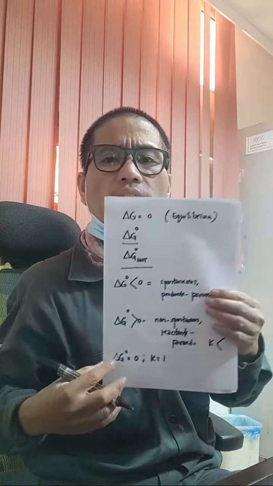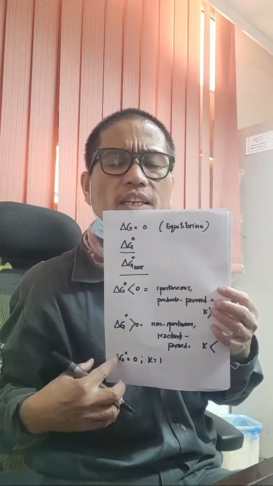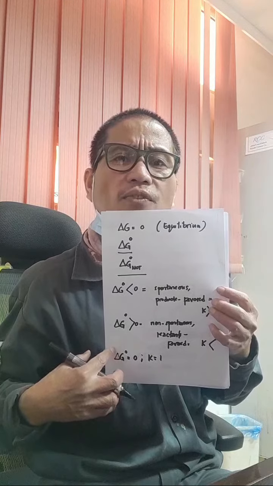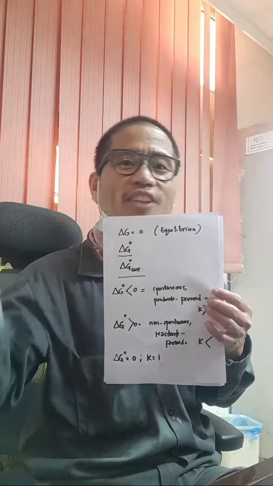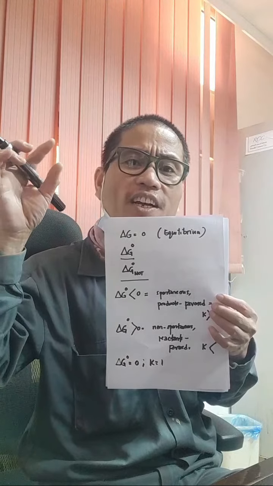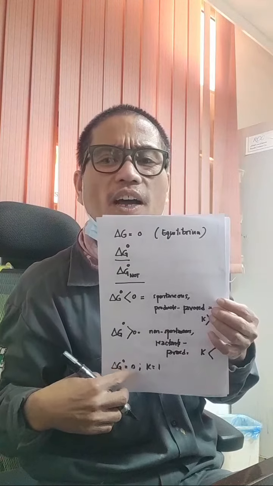And then if your Gibbs free energy is equal to 0, therefore your K is just equal to 1. This is the standard free energy change, or standard change of free energy. Actually, you can interchange that as long as there's the word free. That is equal to 0, and then your K is equal to 1.